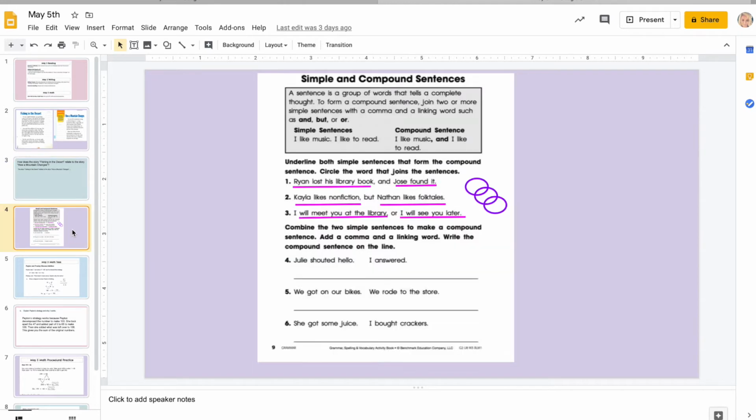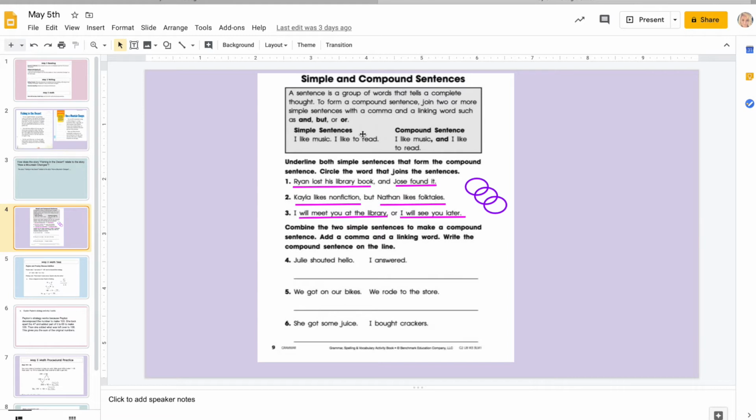And then for writing, we also have a simple and compound sentence worksheet. Remembering that a sentence is a group of words that tell a complete thought. To form a compound sentence, join two or more simple sentences with a comma and a linking word such as and, but, or. So this is an example of a simple sentence. I like music, I like to read.